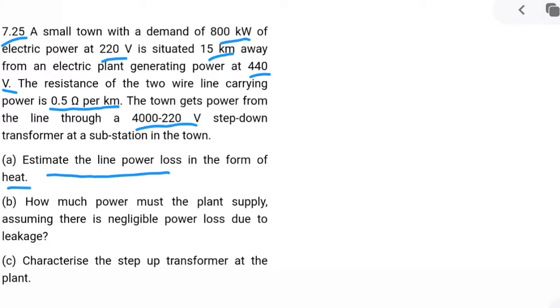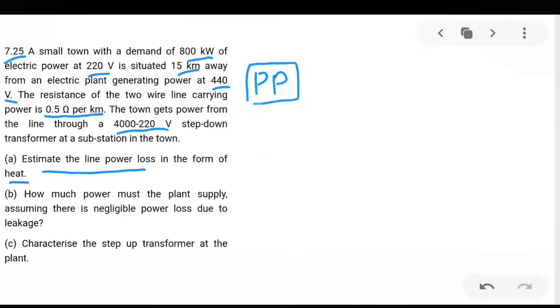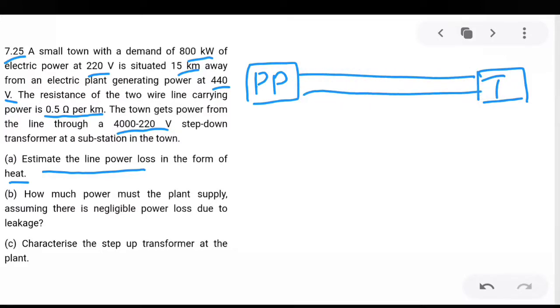See, basically let us first understand the question. So we have a power plant. Now suppose this is the power plant, and suppose this is the town. And these are the two lines carrying the current.